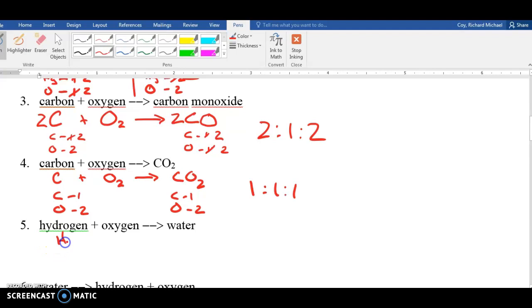All right. Hydrogen, it's diatomic. Don't forget it. Oxygen, diatomic when it's by itself. Make water. You better know that's H2O. All right. H's got some O's.